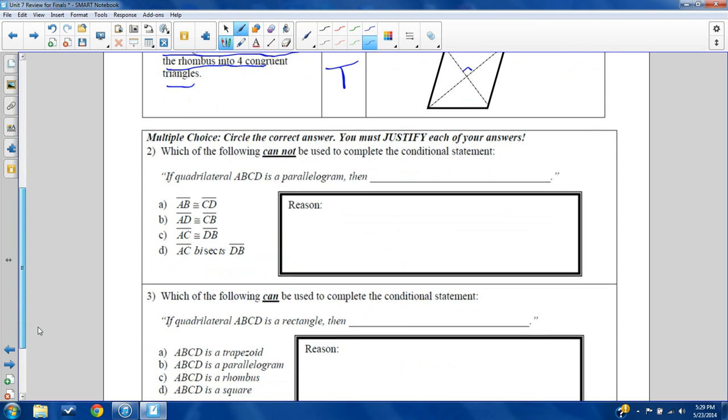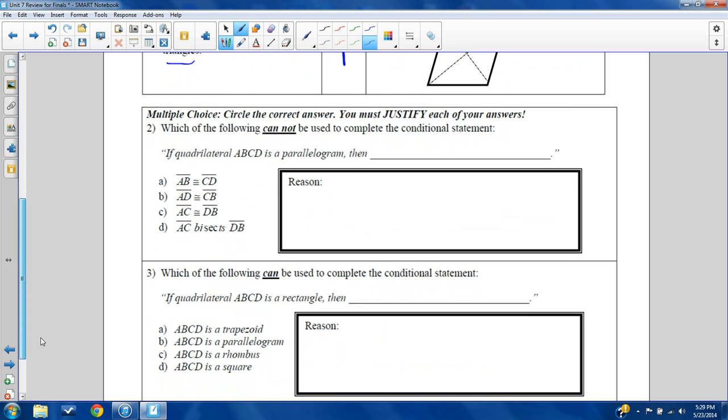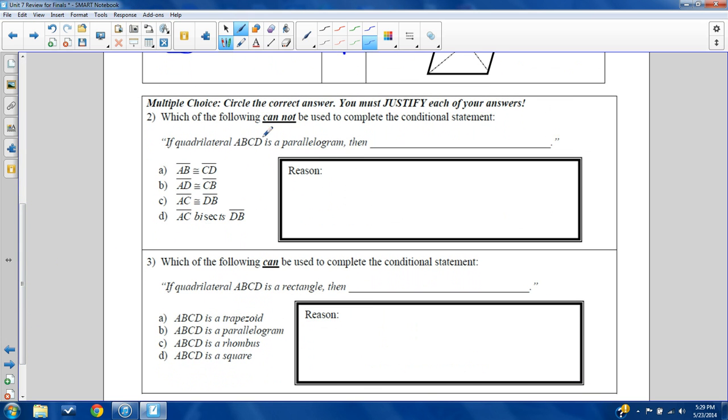Okay, multiple choice. Circle the correct answer. You must justify each of your answers. Which of the following cannot be used to complete the conditional statement? And I want you to be careful. When you take this final, we are going to bold, underline, and italicize certain words and make sure that you pay close attention to the word. Cannot's a pretty easy one to pick up there.